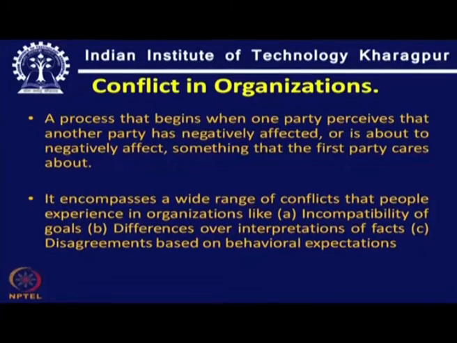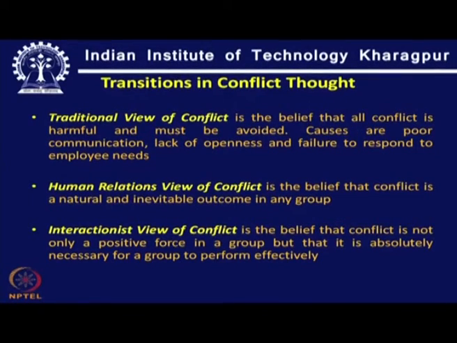So, perception is again a very important factor. Until and unless I perceive that the other party is a hindrance to some of the things that I want to do in the organization, maybe conflict is not there. We'll try to focus on the transition of thought which has taken place regarding conflict itself, how conflict was earlier viewed and what is the present view when you are talking of conflict.